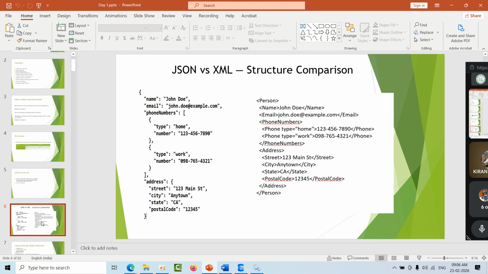Now, if you see the JSON and XML structure here, there are curly brackets and double quotations, and here you see the tags. JSON uses curly brackets, and XML uses tags, just like HTML. You see it starting with the name and ending with a slash name, which is the HTML-like format. That's why we call it extensible markup language. Okay, if we have this kind of data, then we call it semi-structured data.